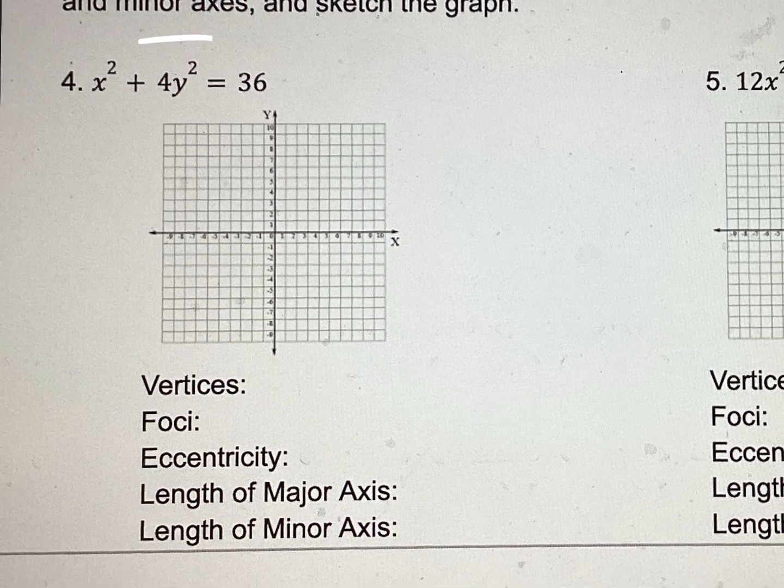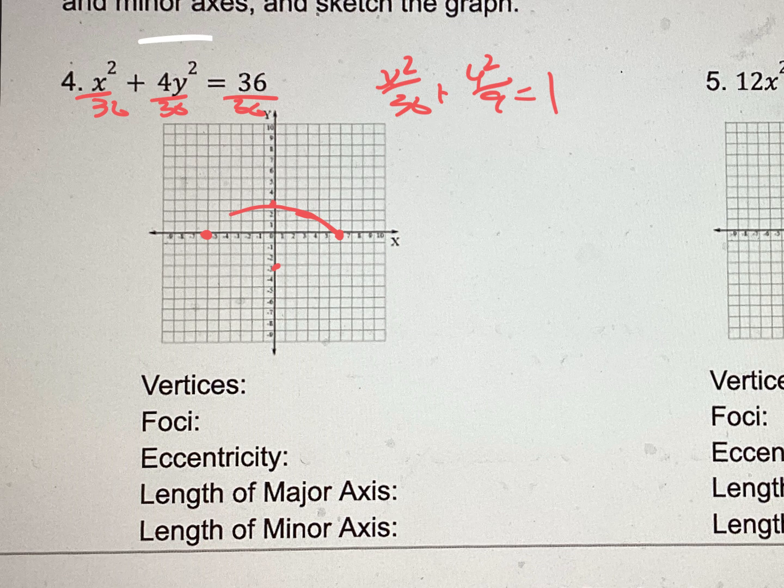So number 4, first of all, we want the right-hand side to be 1. So I'm dividing all 3 sides by 36. And I get x squared over 36, and 4 goes into 36 9 times, and that's 1. So I'm going to go 6 on the x, both directions. 1, 2, 3, 4, 5, 6. I'm going to go up 3 and down 3. And all I'm going to do is connect the dots with an ellipse. I'm having a hard time drawing it. Let's see. Connect the dots with an ellipse. That's pretty good for me.